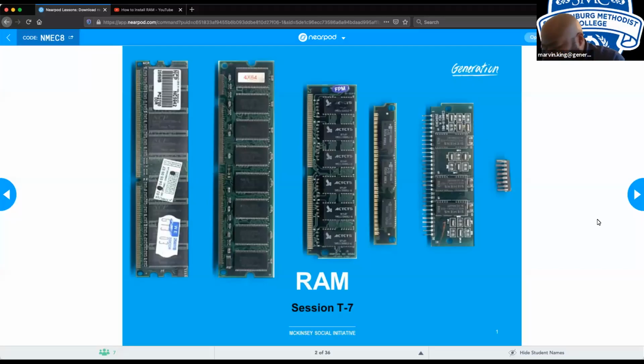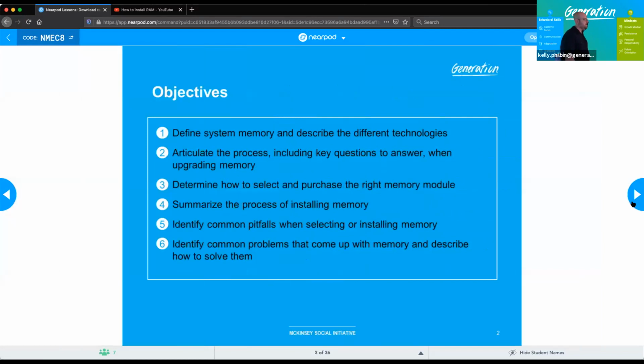Ready. Excellent, thank you. All right, T7, technical session number 7, random access memory. Our objectives will be to define a system memory, describe the different types of technologies that are embedded in the RAM and different types of RAM that you can use, like single inline memory versus dual inline memory. Articulate the process, including key questions to answer, like when should you upgrade your memory, when your systems are running slow and various things like that.